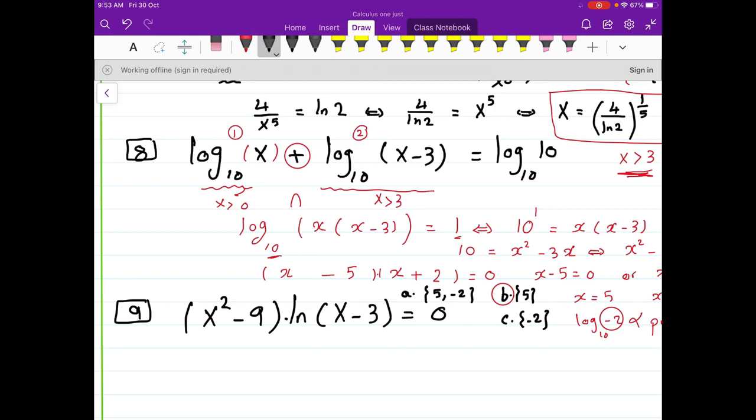To solve the equation x squared minus 9 times ln of x minus 3 equals 0. Obviously, the expression inside the ln must be positive, so the domain for this equation is x greater than 3. The product of two functions is 0. This means x squared minus 9 equals 0 or ln of x minus 3 equals 0. Be careful, x must be in the domain.